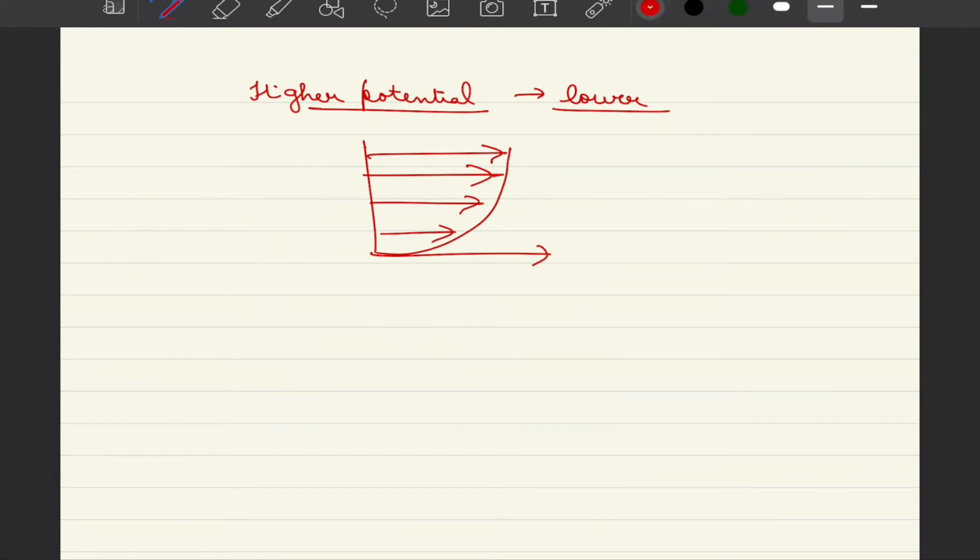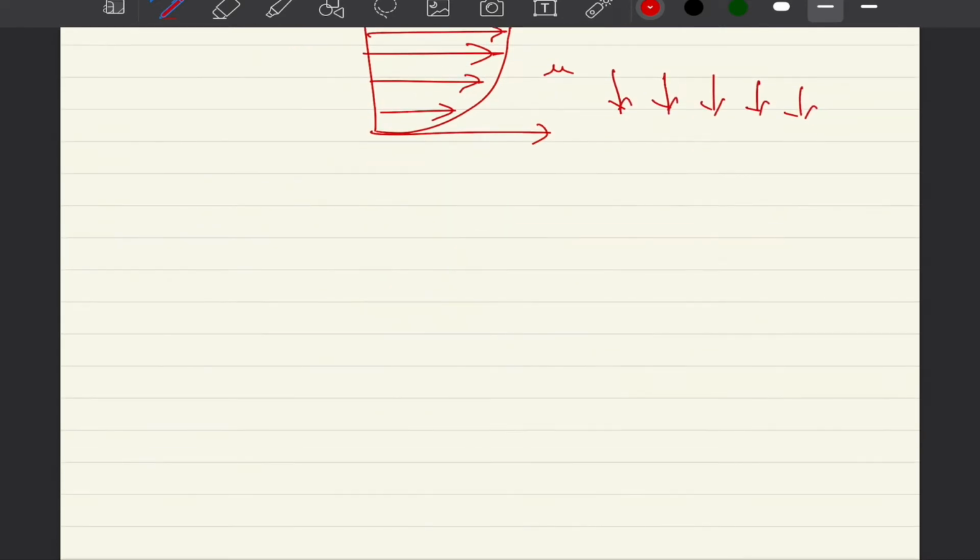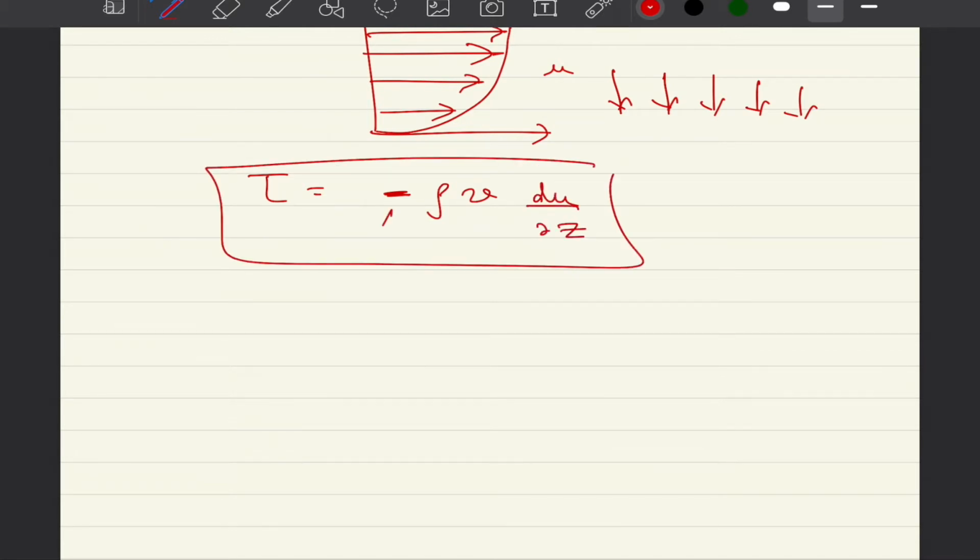component of velocity, will keep on increasing, and hence momentum flux would generally take place from the upper layer to the downward layer. And to reflect that, tau is sometimes written as negative of rho nu del u by del z, and this negative sign is the correction for the direction, to highlight that this flow should always take place from the point of higher to lower potential.